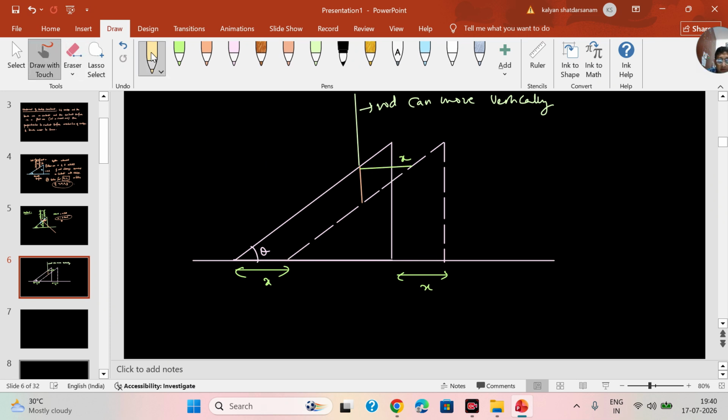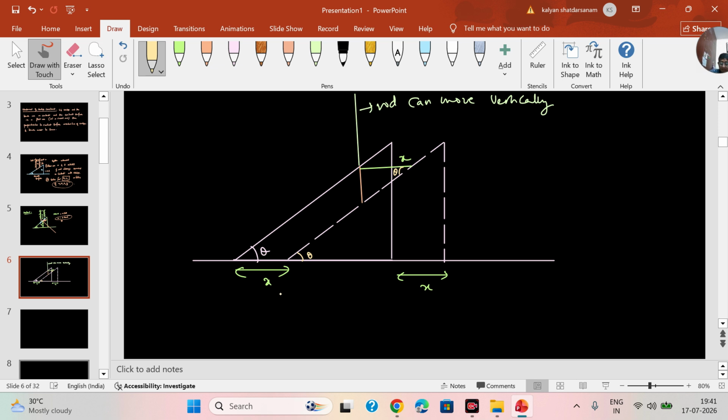And what about this angle? This angle is theta. Can I say this angle is also theta? I'll put it here. That angle is theta because this is also theta. These are, I don't know what you call them, two parallel lines intersected by a transversal, alternate angles maybe.